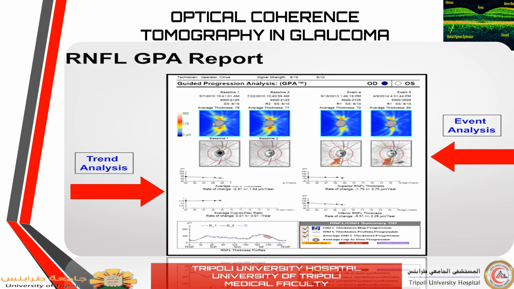And there is a special statistical test applied to see if these changes are statistically significant, and whether they are beyond the test-retest variability. However, in the trend analysis, we globally assess the structural changes in the OCT over a period of time. And maybe 3 or 4 tests are needed per year to follow these patients.